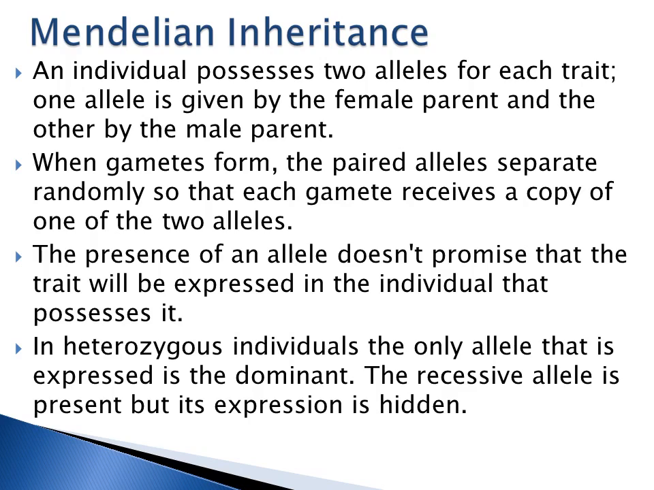To continue with Mendelian inheritance, an individual possesses 2 alleles for each trait. One allele is given by the female parent and the other by the male parent. When the gametes form, the paired alleles separate randomly. So each gamete receives a copy of one of the two alleles. The presence of an allele doesn't guarantee that the trait will be expressed in the individual that possesses it. In heterozygous individuals, the only allele that's expressed is going to be the dominant allele. The recessive allele is present, but its expression is hidden.